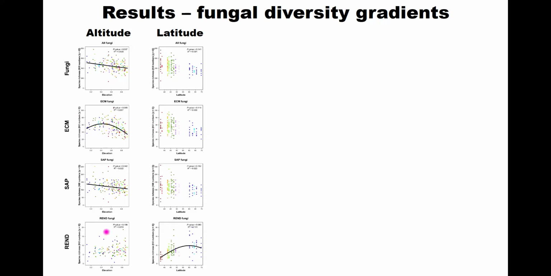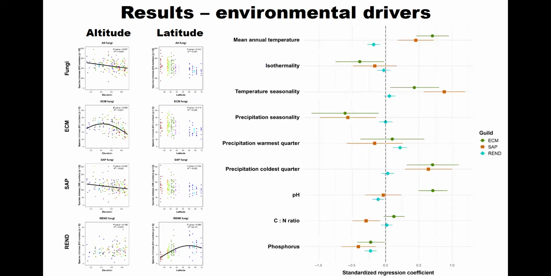In the case of root endophytes, we did not observe any pattern along the altitudinal gradient, but we saw that their richness is increasing along latitude, while latitude was not significant for any other groups. So these are the raw data. This is some baseline of the data. And then we were interested in what are the environmental drivers that are causing the patterns that we see.